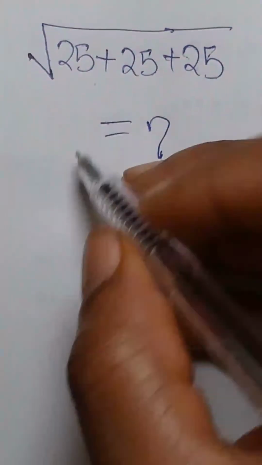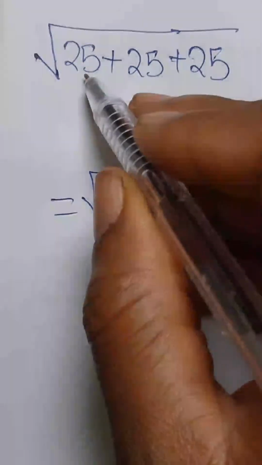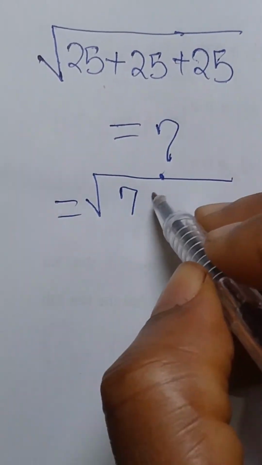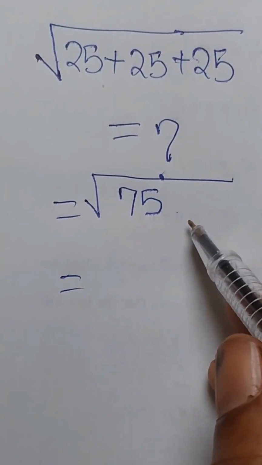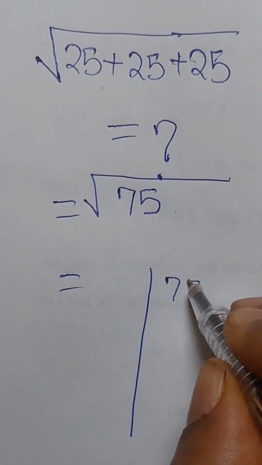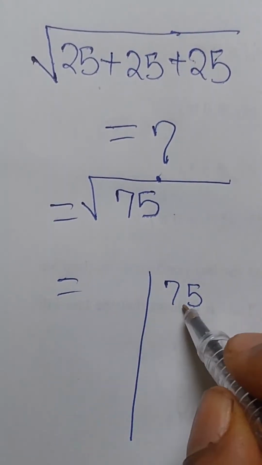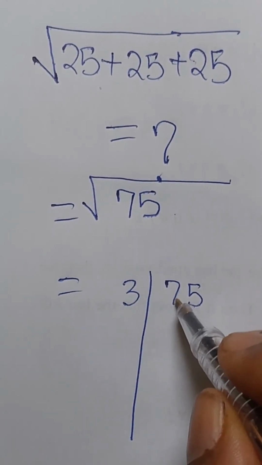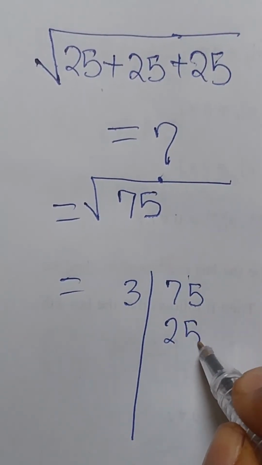So let me solve it. This is square root of 25 plus 25, which is 50. 50 plus 25 is 75. So this is equal to, now we are going to solve this without our calculator. All we need to do is just draw a line. We write our 75. You start dividing with the smallest possible number. 3 can divide here. 3 divides 7, we have 2, 1 remains, put it here. 15 divided by 3 will give us 25.